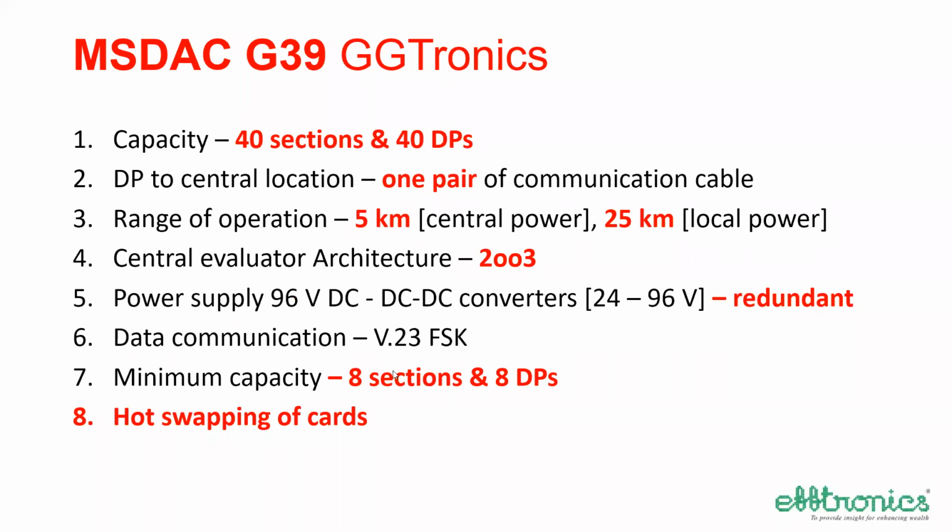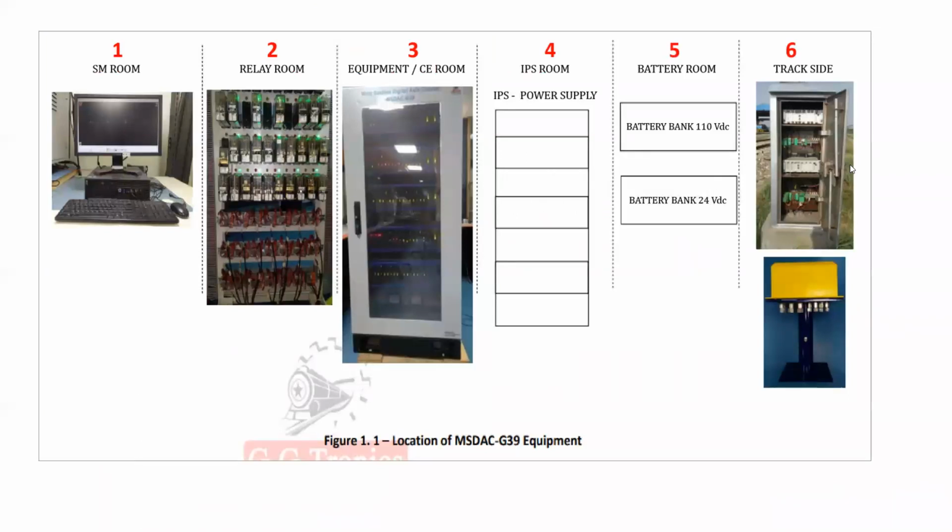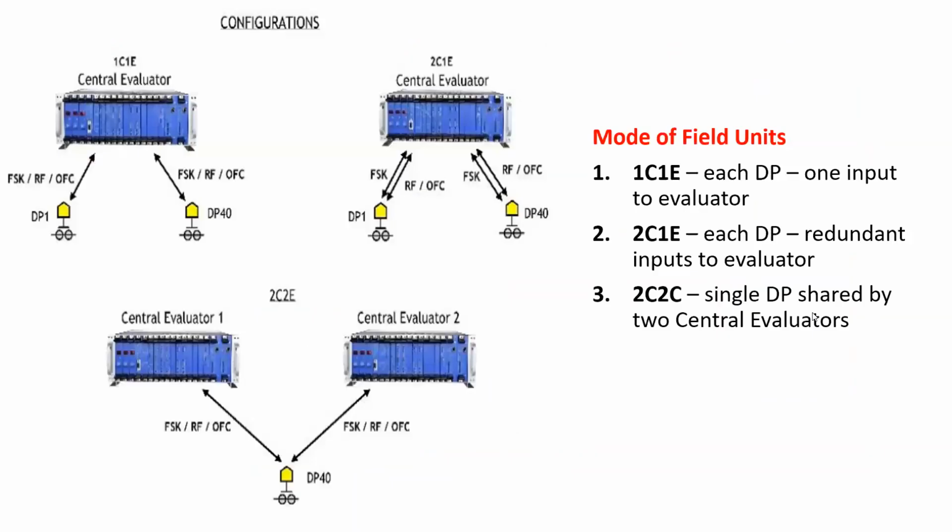Minimum capacity 8 sections and 8 DPs. It's like this. Yeah. You can see the 6th one is the one at the track side. They're out of the 6, and all others are at the central place. Battery, IPS, equipment room, relay room, then SM room. For doing reset and other things can be done with the computer also, or configurations. There are 2 models actually. The equipment can be provided inside the location box or in a mushroom box, it is called like this.